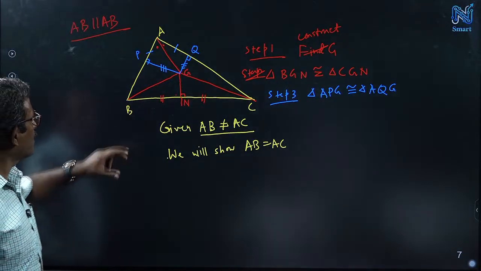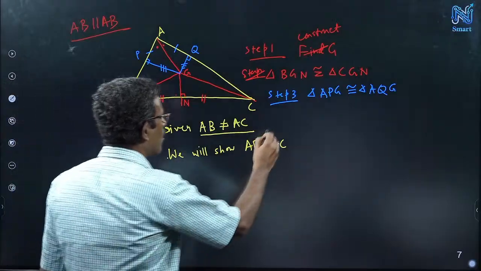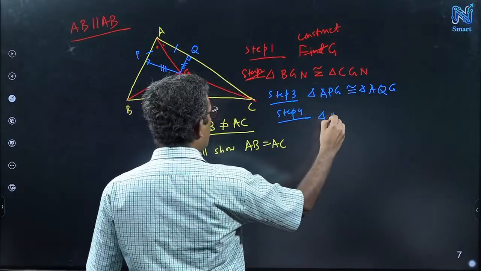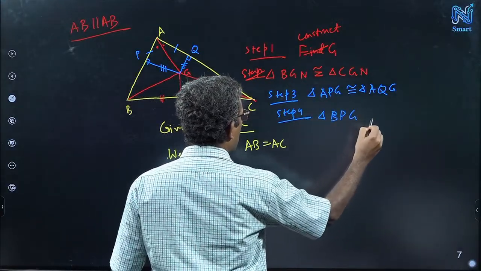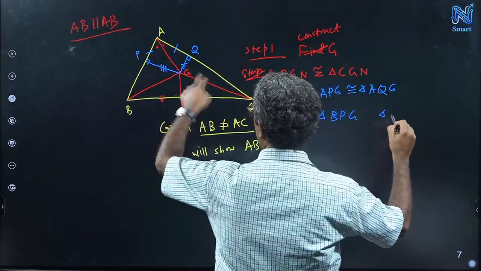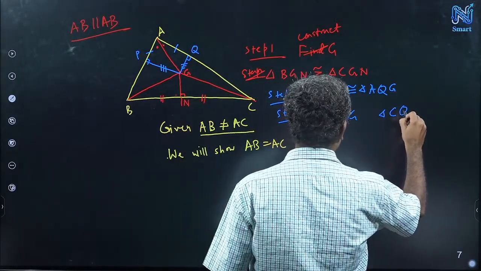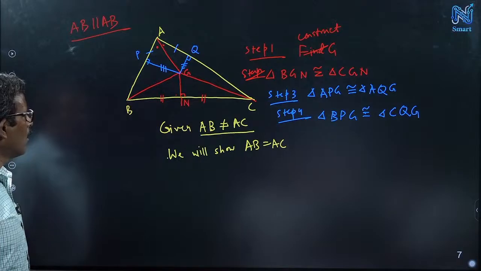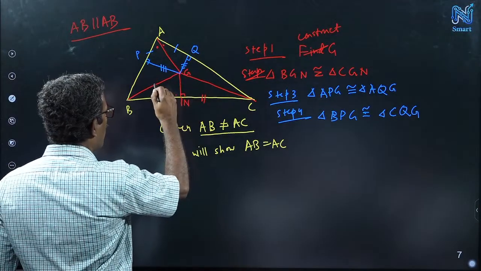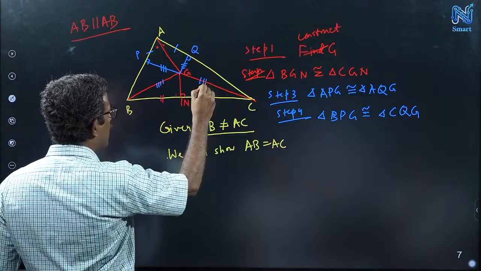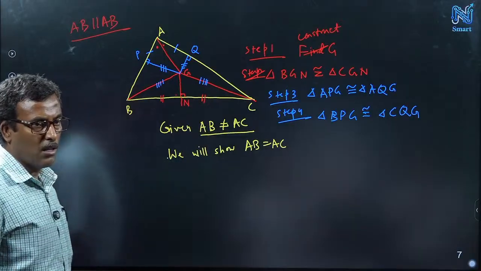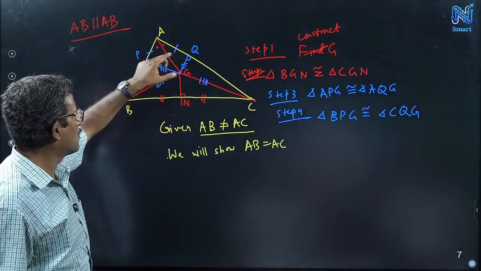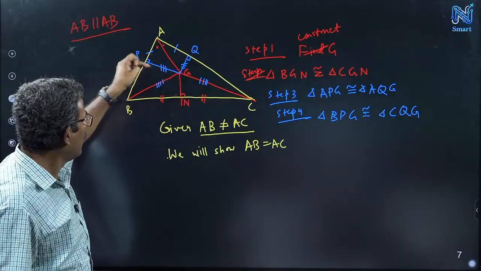Now what happens for these two triangles? Step 4. Triangle BPG and triangle CQG. These two are congruent. Why? Since these two are congruent, we already have these two equal. BG and CG are equal. Since BG equal to CG and these two triangles are congruent, PG equal to QG.